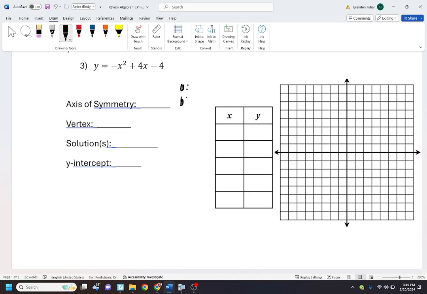Who wants to do the ABCs for me? Go ahead. A is -1, B is 4, and C is -4. Wonderful. So that's my A, B, and C.